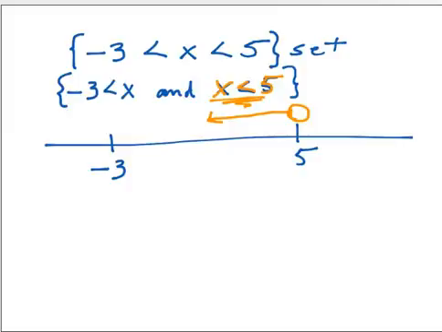Now let's go over to the other side. This means negative 3 is smaller than the numbers we're looking for. Well, let's think about it. You could put negative 3 is smaller than 0. You could put negative 3 is smaller than 1. So we're talking about numbers up here.